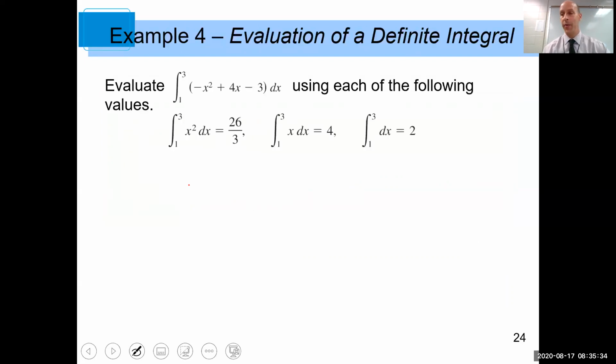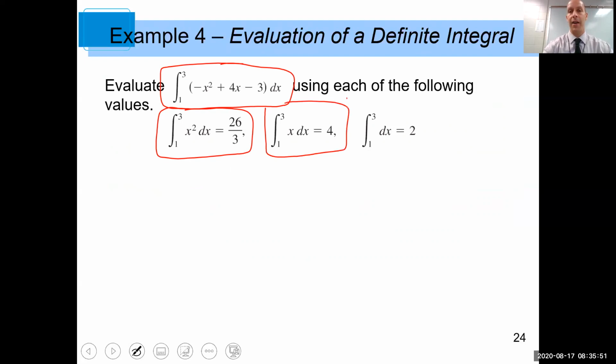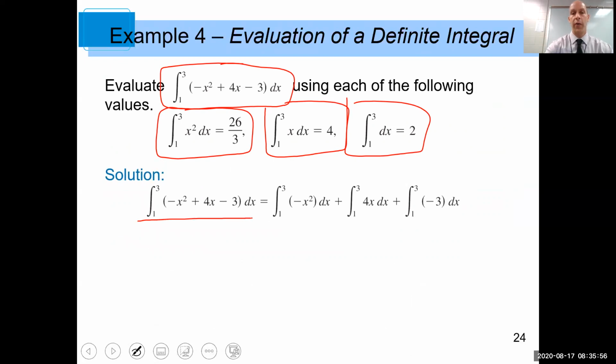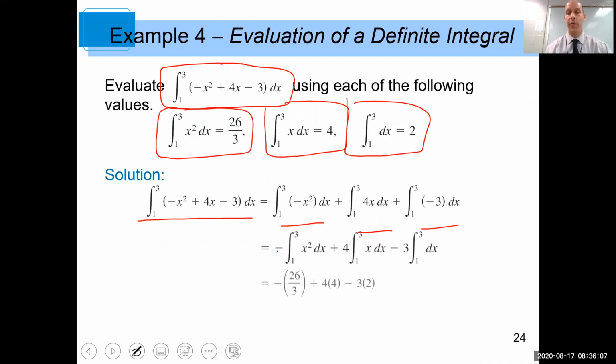Let's rip through the last example here and wind this up. So how could I find the value? Now, you guys could calculate this by hand, but we could use the properties before we actually knew the fundamental theorem of calculus. We're given that the integral from 1 to 3 of x squared is this, and the integral of x from 1 to 3 is that, and the integral from 1 to 3 of dx is that. So the integral of the whole thing can be broken using the addition property into the following. And then I could pull out this negative, I could pull out the 4, I could pull out the negative 3, and then I could just substitute the information in that we know, and we'll get our final answer here of 4/3.